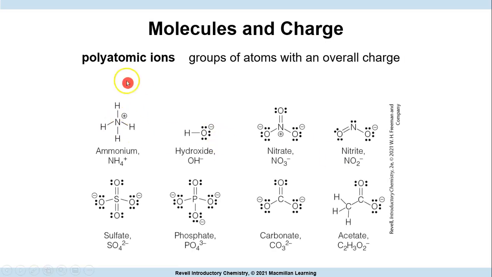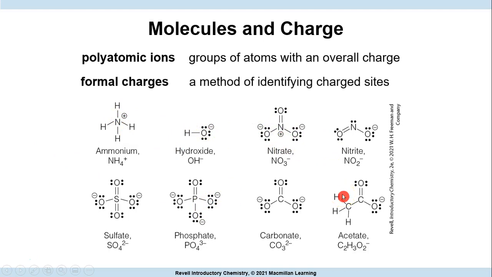We have all of these here. We have the ammonium ion, which is a polyatomic ion, the hydroxide, the nitrate, the nitrite, the sulfate, the phosphate, the carbonate, and the acetate. All of these are polyatomic ions. And what you see here are the charges: a positive here, a negative here. That is what is called formal charge. Formal charges are a method of identifying charged sites. So how do you identify the charged site?